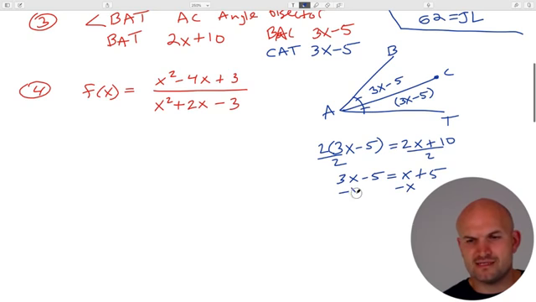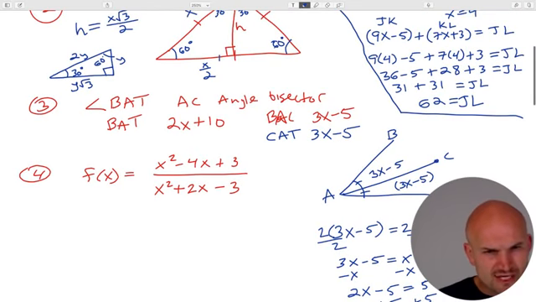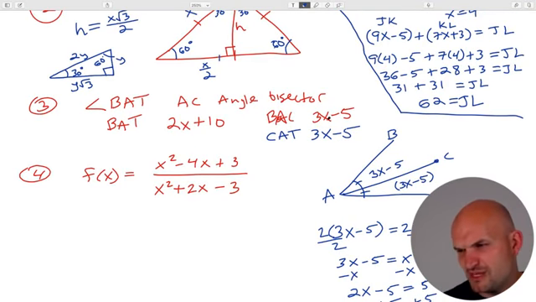And then subtract an x on both sides. So you get 2x minus 5 is equal to 5. And then add a 5 to both sides, 2x is equal to 10. Therefore, divide by 2, x is equal to 5. And I'm not sure if that was the question. The question was, well, the question was solve.